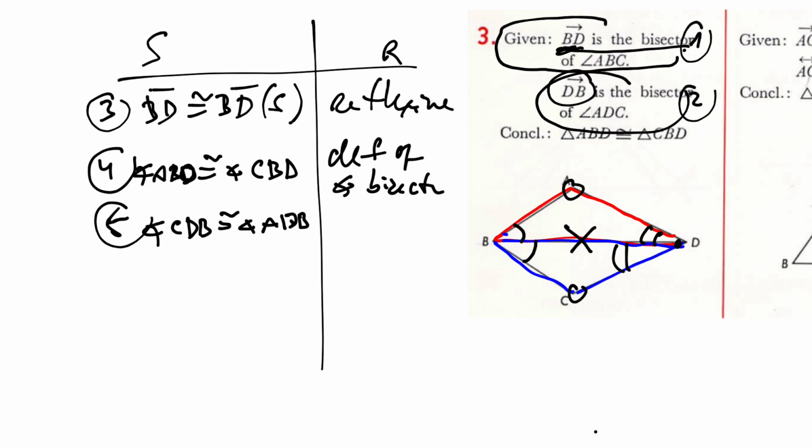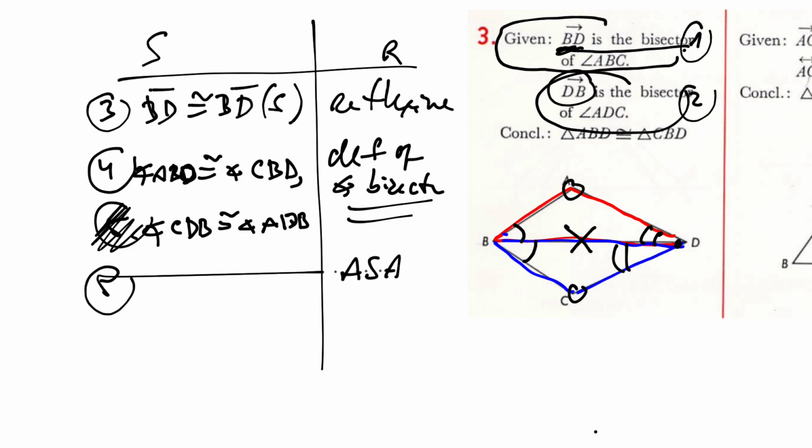Same reason. You could even put these together as the same step when they have the same reason. Well, looks like ASA to me. Triangle ABD and that was question number 3.